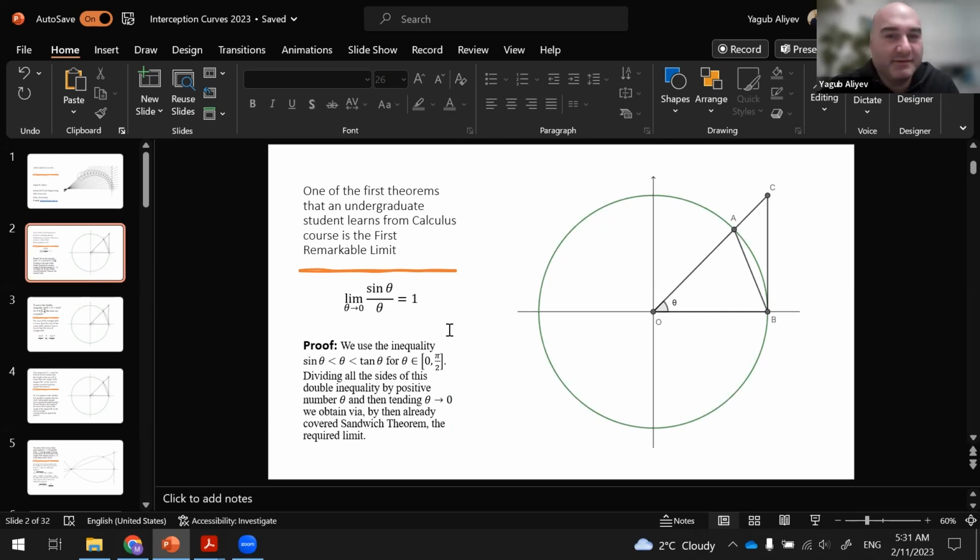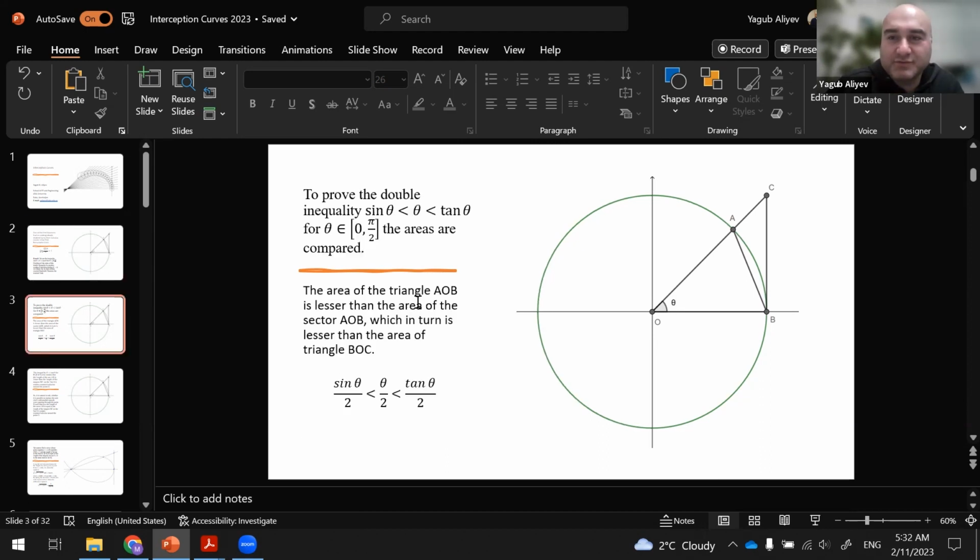In regions of the world influenced by Soviet mathematics, we call this the first remarkable limit: the limit of sine theta over theta when theta goes to 0 is equal to 1. How do you prove this limit? You probably saw this proof in various calculus textbooks.